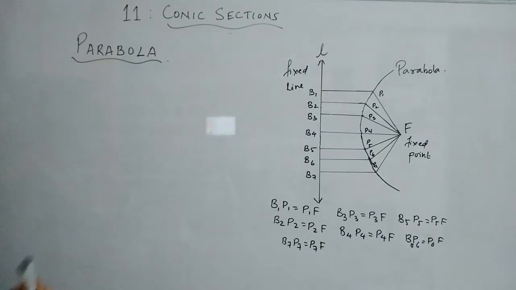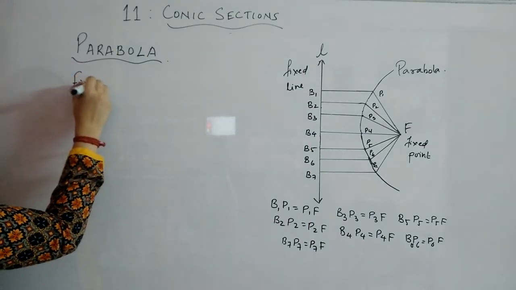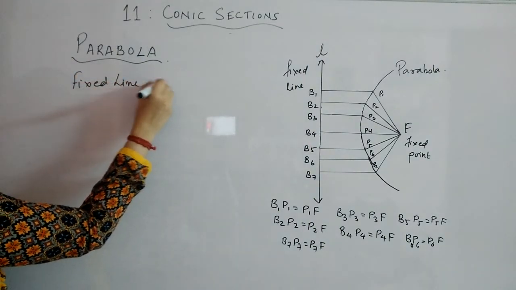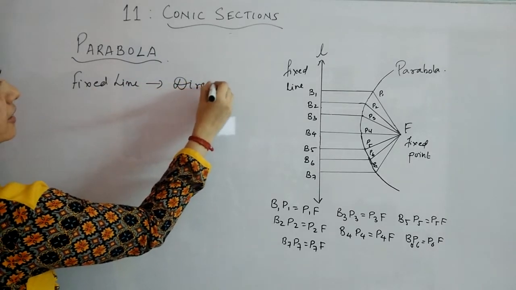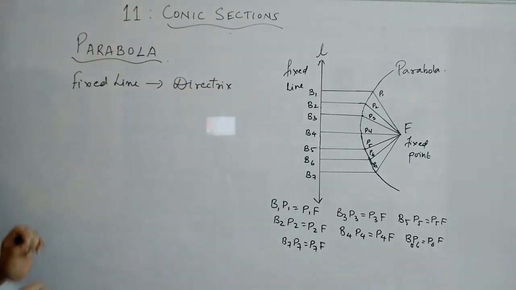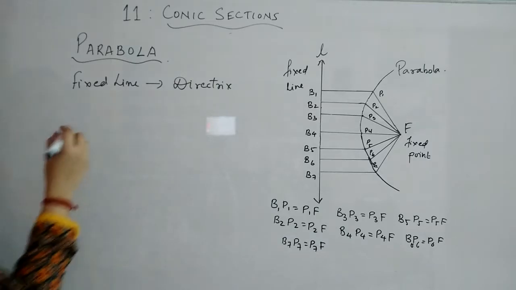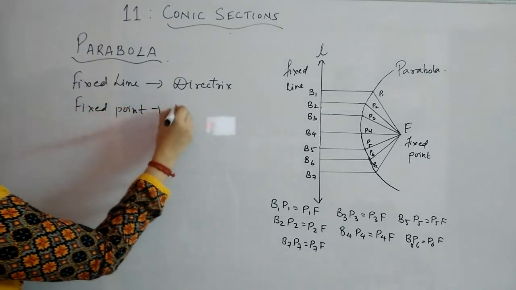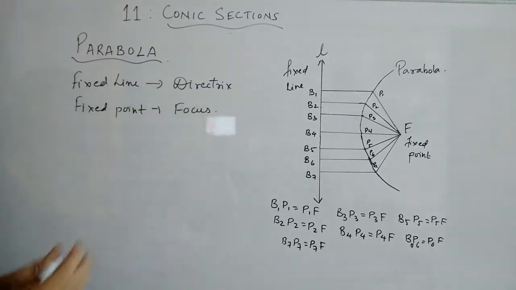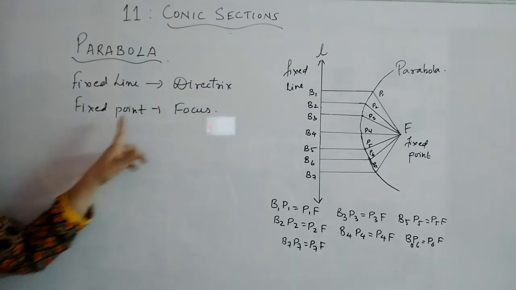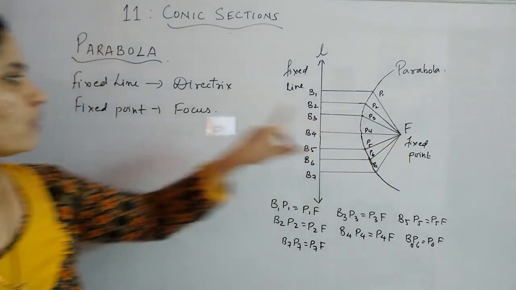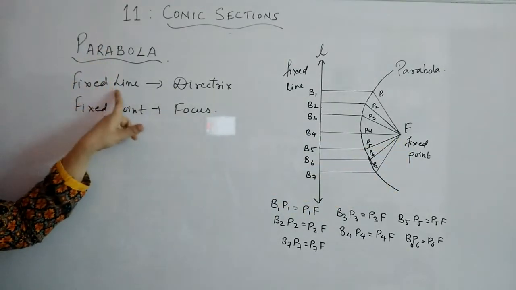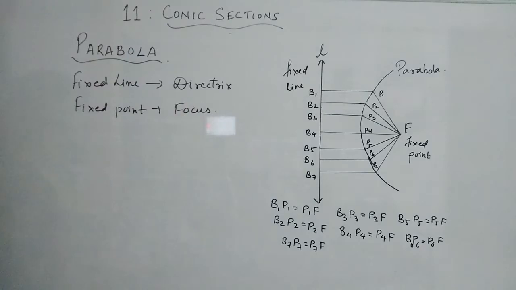Now the fixed line which I have taken is called the directrix, and the fixed point is called the focus of the parabola. This F is called the focus of the parabola, and the fixed line, this L, is called the directrix of the parabola.